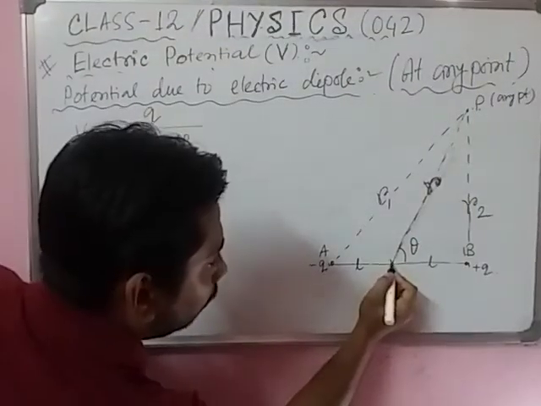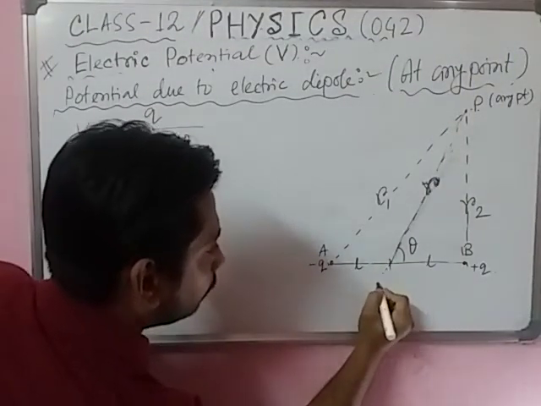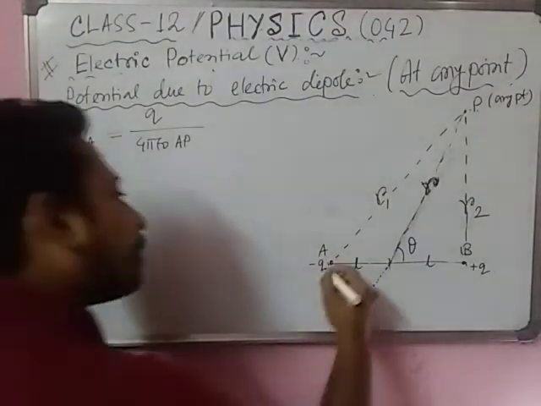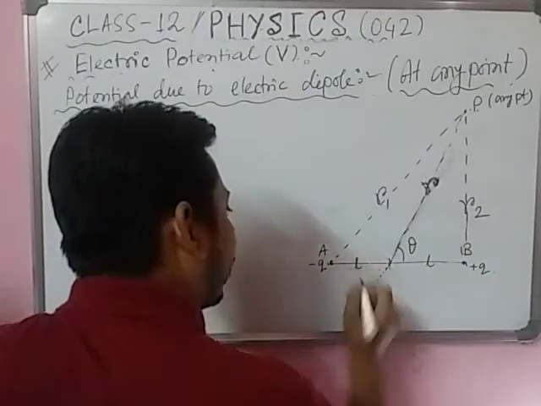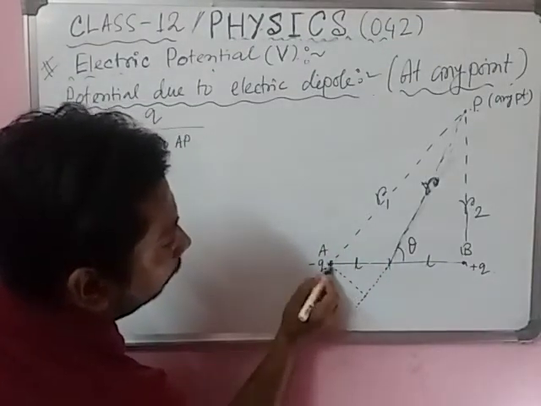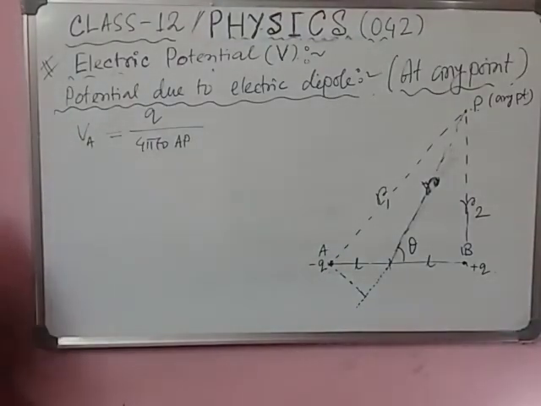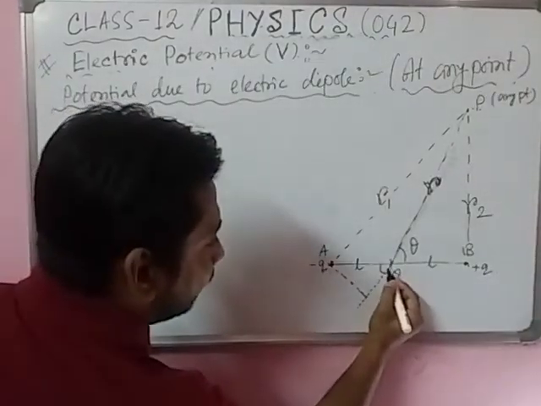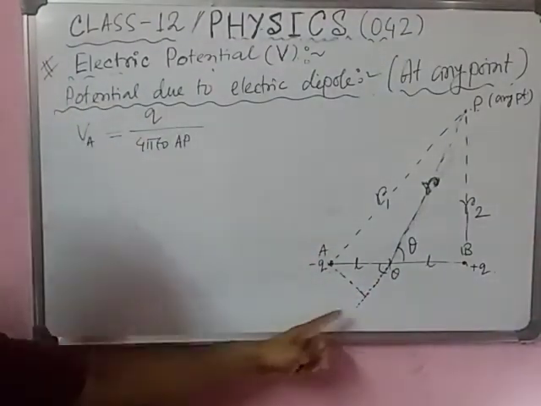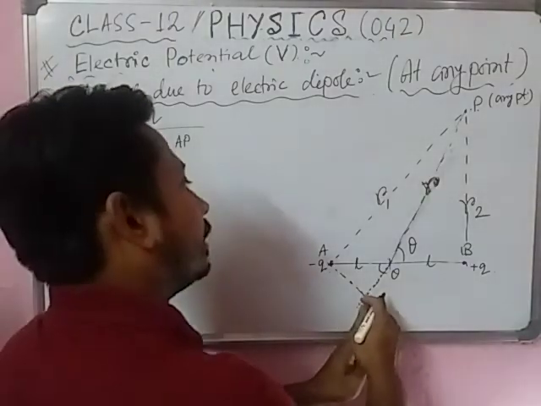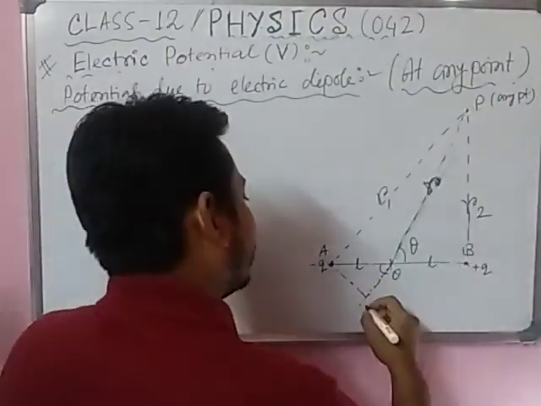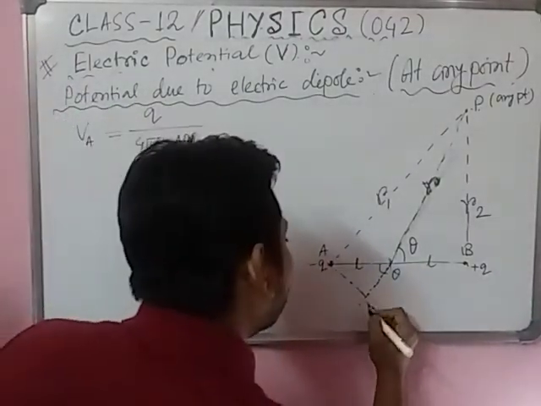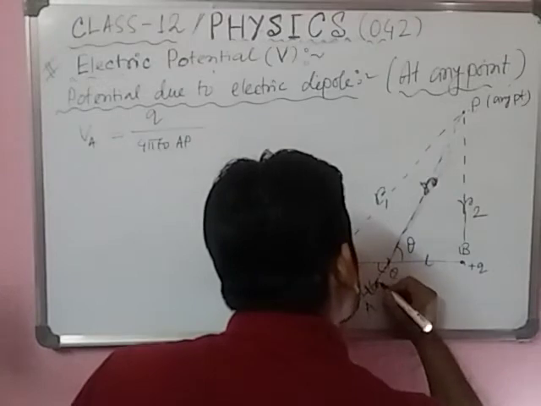So you just enlarge this line, and draw a perpendicular from point A to this point, like this. So if this is theta, this is also theta. And the extended portion, see student, this portion is equivalent to AP. So we can write this point as L cos theta.